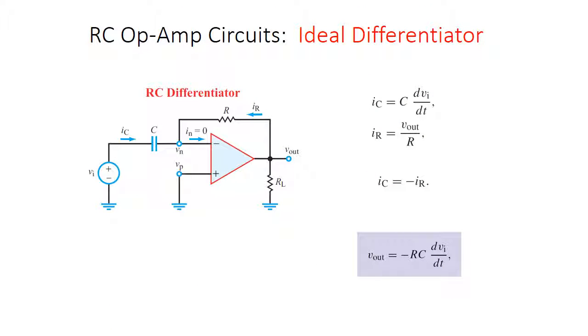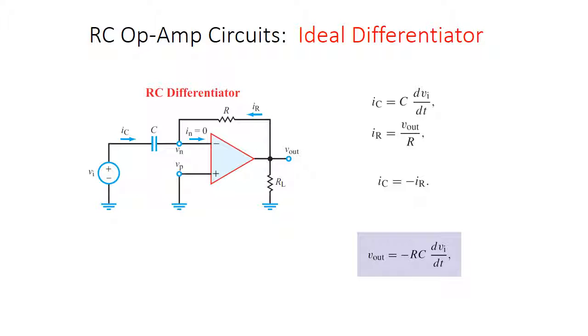Another op-amp circuit that's very interesting is the ideal differentiator, and this is similar to the integrator, except the position of the capacitor is different. So in the integrator, we have the capacitor in the feedback loop. With the differentiator, we have the capacitor between the signal in and the negative feedback, before the node of the negative feedback.